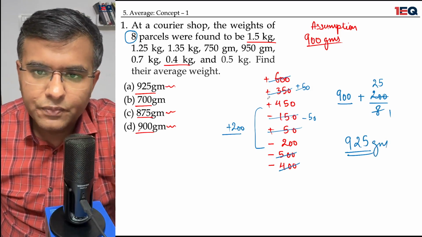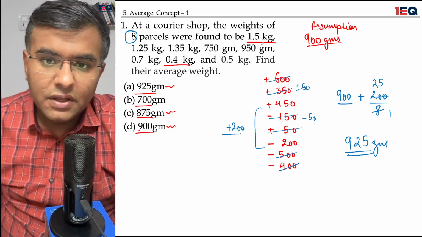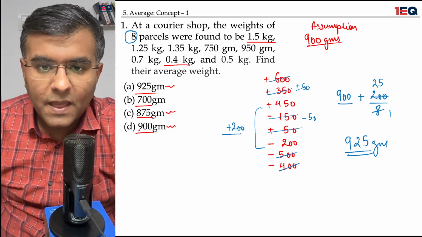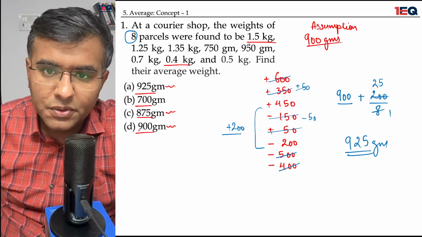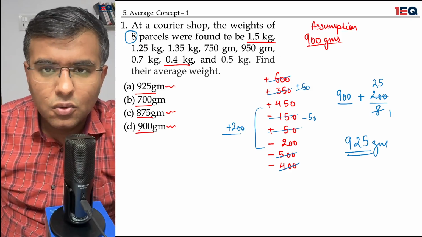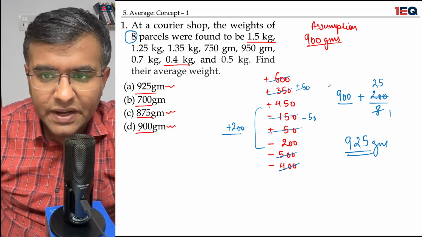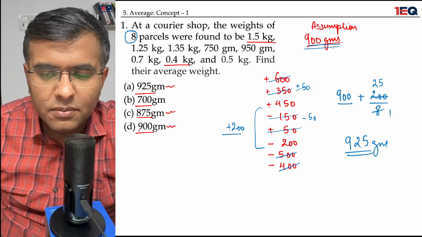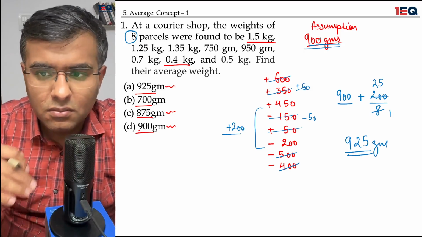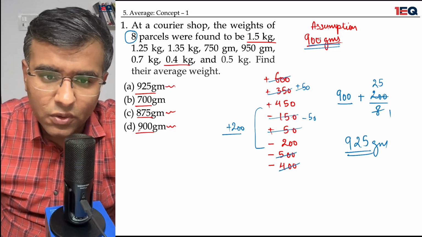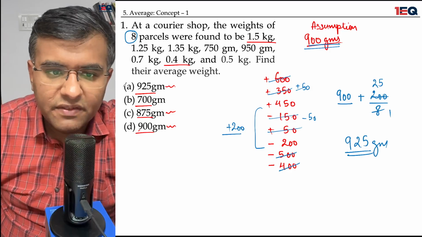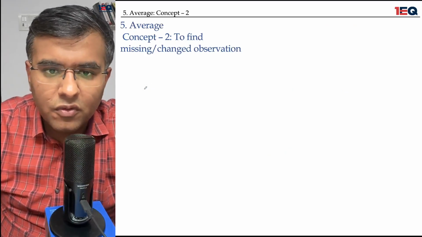Had we taken a sum of all of them, it would have taken us much longer because it was a little difficult to add all of them up immediately. So it's better to use the deviation method. Start with the assumption, find out the deviations, and you're on with the answer. 925 is the answer. Moving ahead.